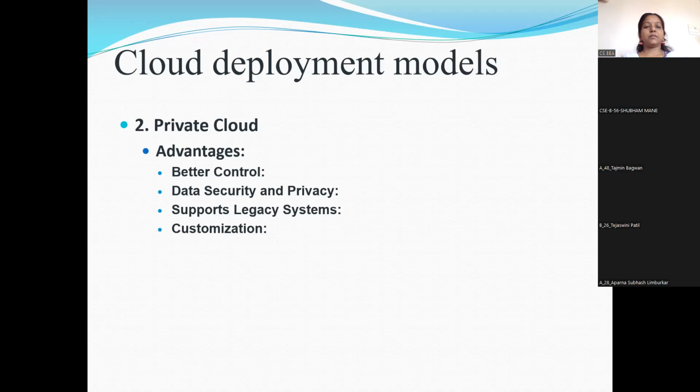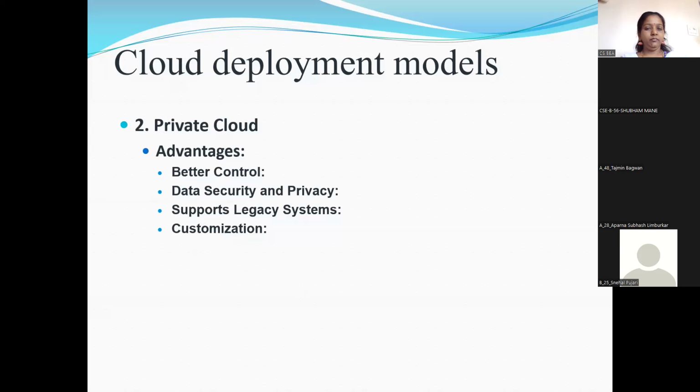Next is supports legacy systems. Legacy system is what? This approach is designed to work with legacy systems that are unable to accept the public cloud. So those who are out of your rules and regulations will not be able to access your cloud data.